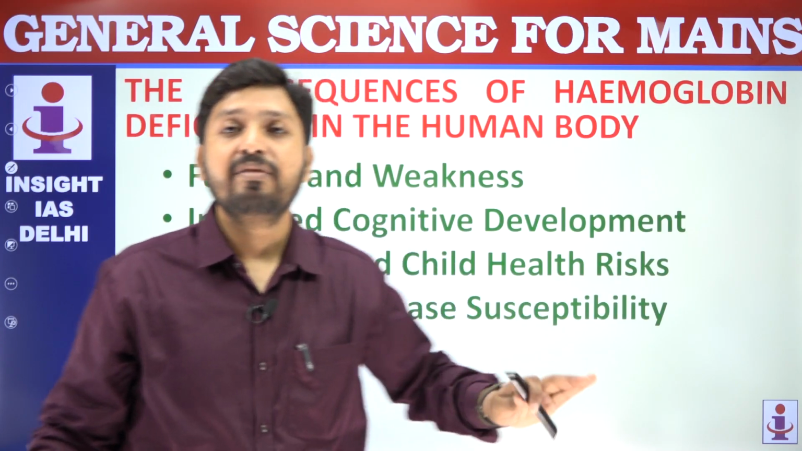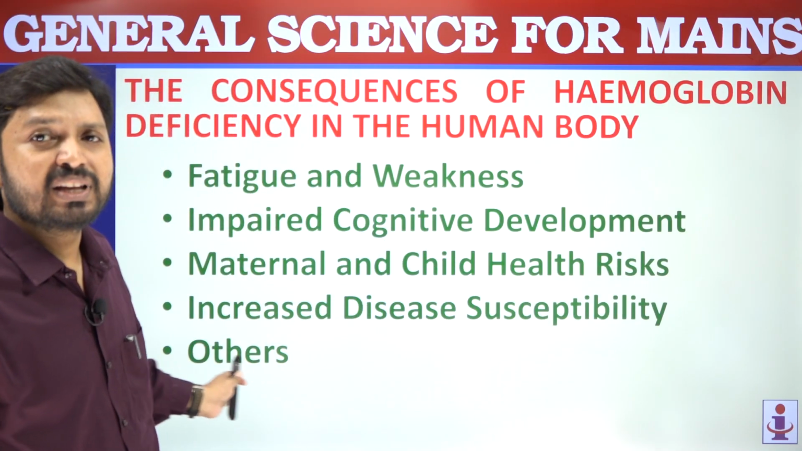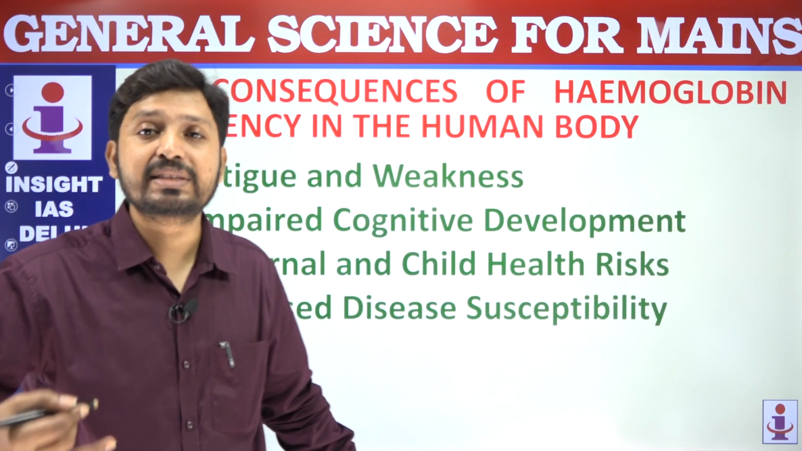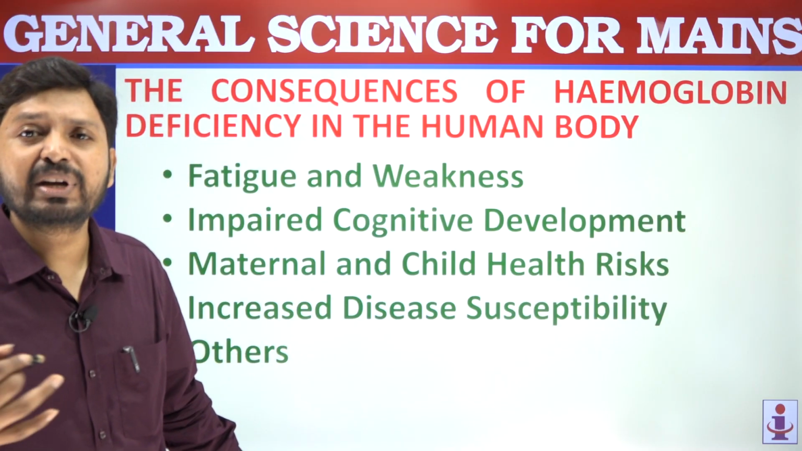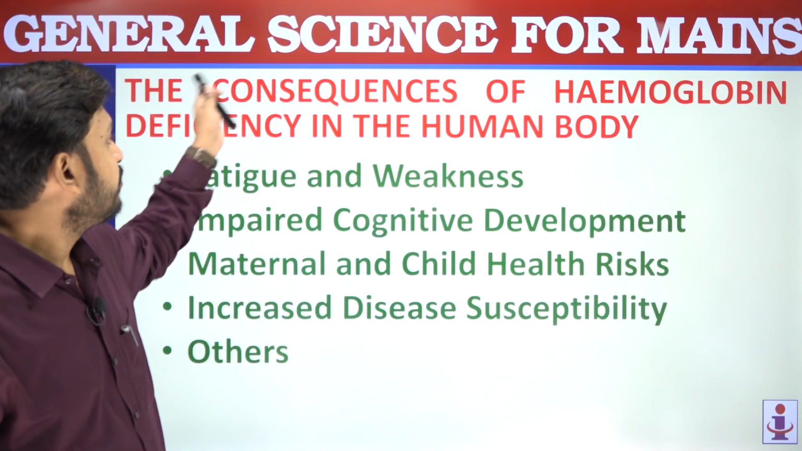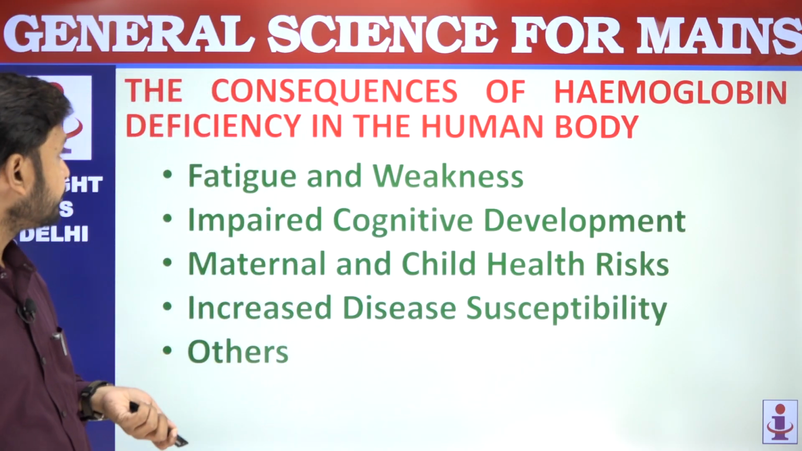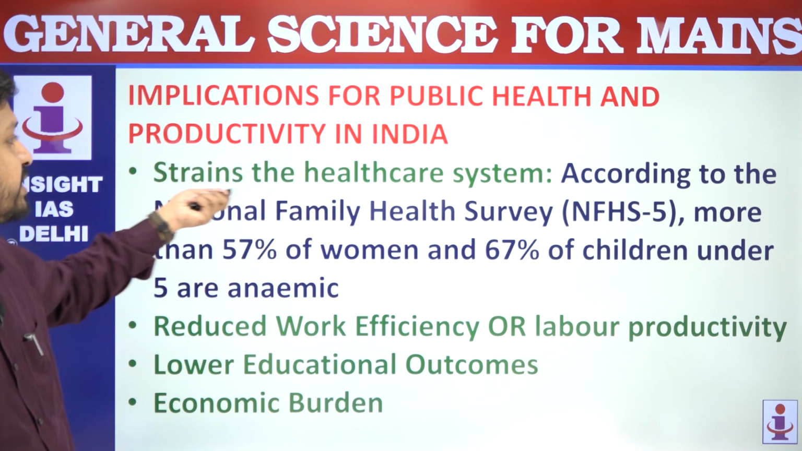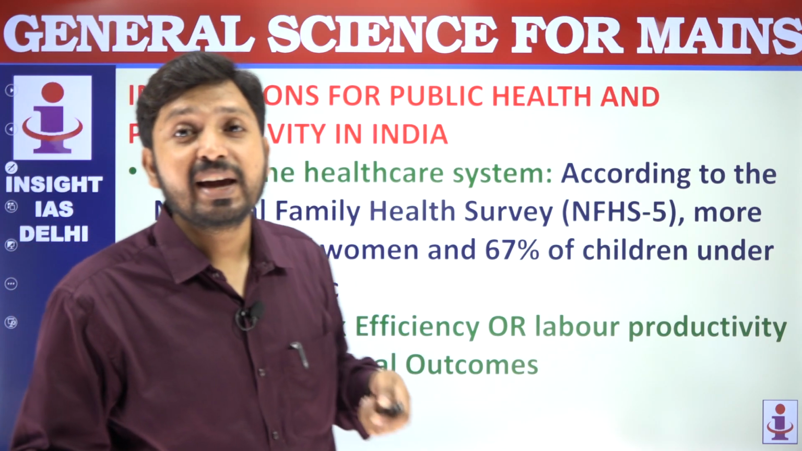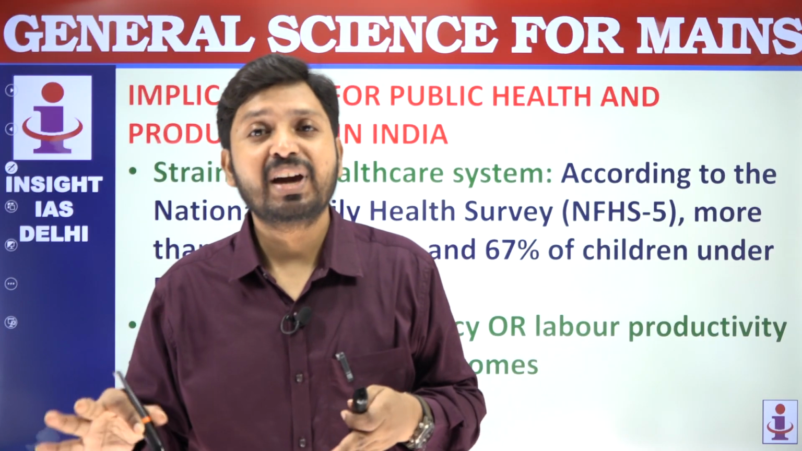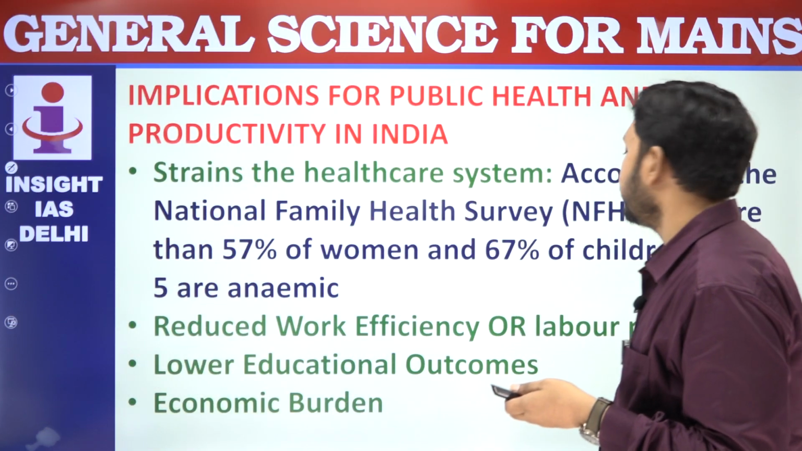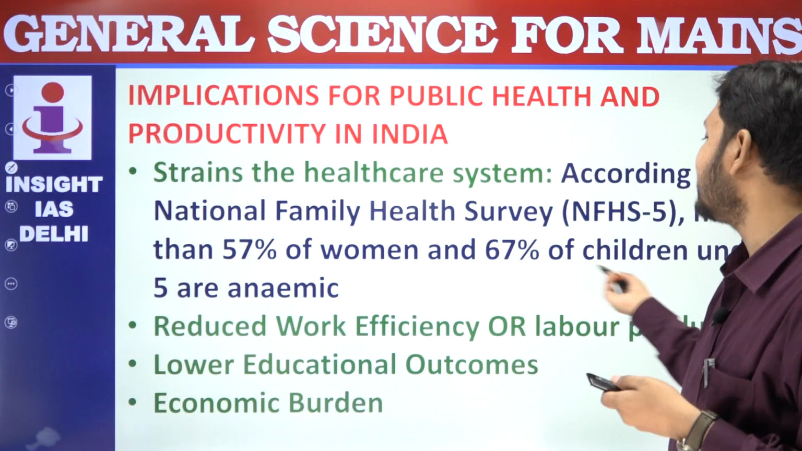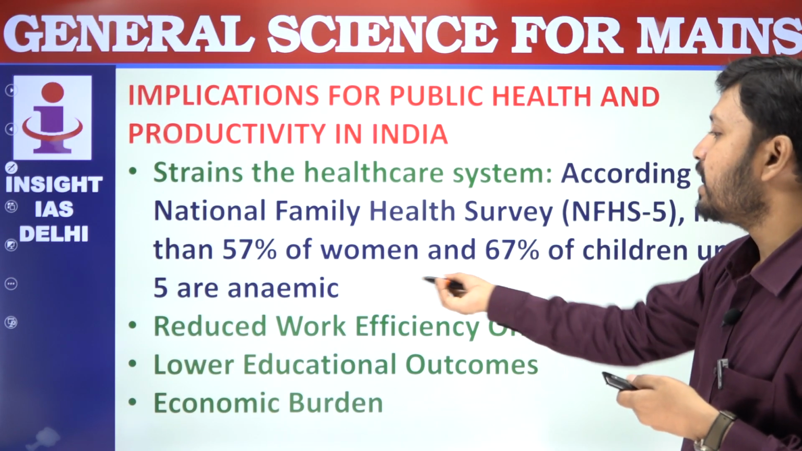Because of that, the person will be susceptible to a lot of other diseases, and some other impacts, like he will feel breathlessness because less oxygen supply is there, so he has to take more breaths. Apart from that, heart function is also a little bit irregular. All these impacts will be there because of less hemoglobin in the body. So what are the implications for the public health and productivity of the country? For example, straining the healthcare system, because India is having one of the highest burdens of anemia in the world. For example, according to the National Family Health Survey, more than 57% of women and 67% of children under 5 are anemic.